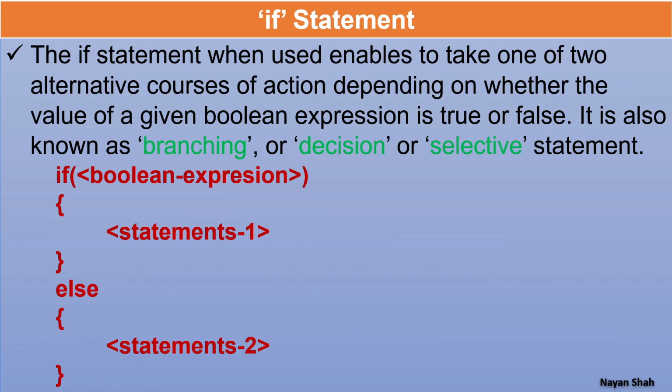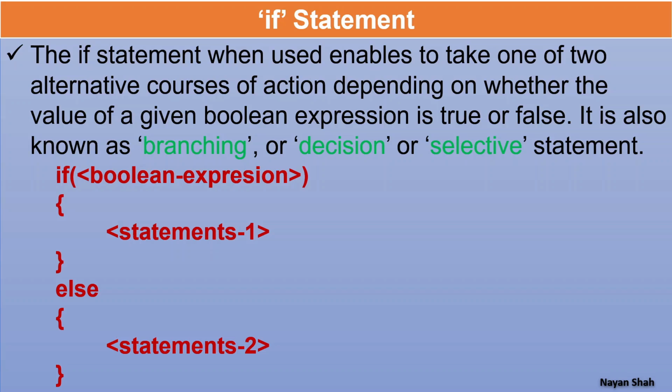Let us see the if statement now. The if statement, when used, enables you to take one of two alternative courses of action depending on whether the condition, that is a Boolean expression, results in true or false. It is also known as a branching, decisive or selective statement.